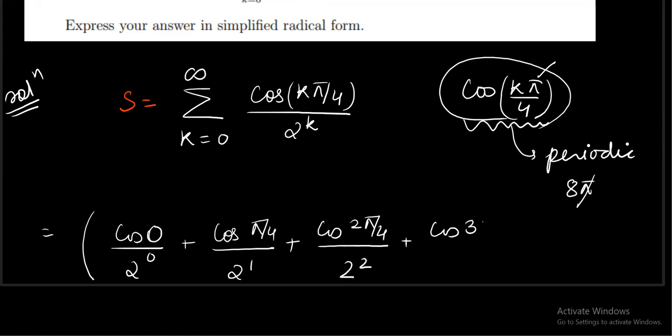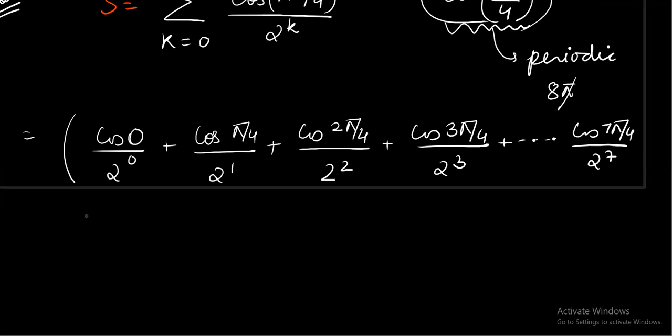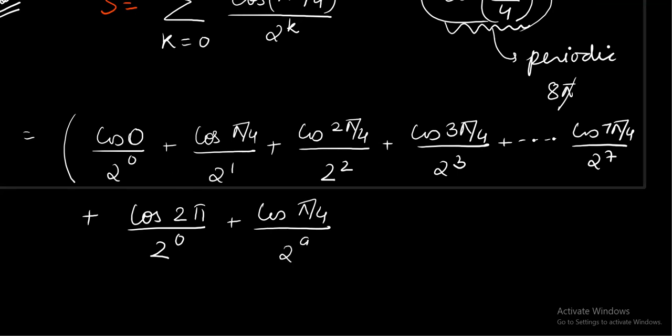So, okay, fine, that we will write. But let us move ahead. Cos 3 pi by 4, denominator 2 cube. Keep writing till you write cos 7 pi by 4 upon 2 raised to the power 7. Starting from 0, we have written 8 terms. Coming to the 8th term, it is cos 8 pi by 4. 8 pi by 4 is nothing but 2 pi, which has the same value as cos 0. Next is cos 9 pi by 4. 9 pi by 4 means you can write it as 2 pi plus pi by 4. That means again it will become cos pi by 4, but the denominator will become 2 power 9. Here it is 2 power 8.